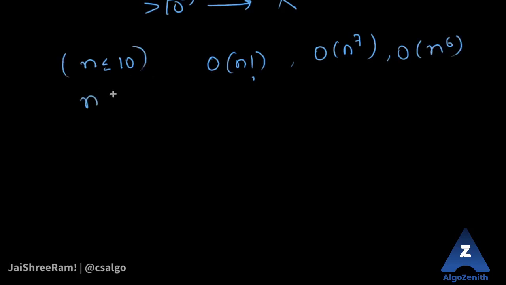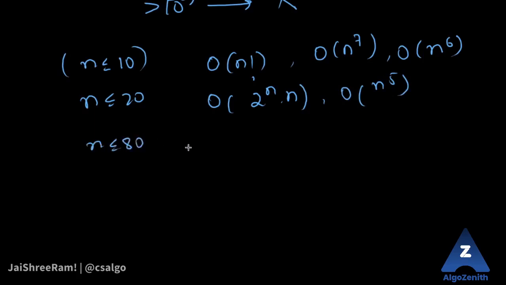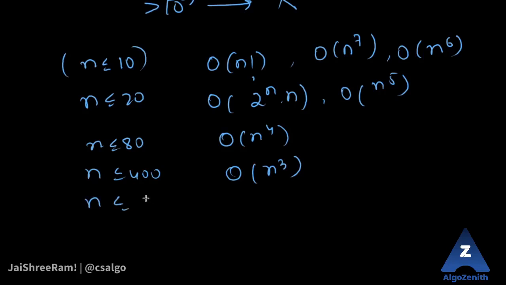If n is less than or equal to 20, you can even code solutions like 2 to the power n multiplied by n, or order n to the power 5, because if you put 20, you will see that this is within our range. If n is less than or equal to 80, order n to the power 4 should be sufficient. If your n is less than or equal to 400, order n cube is sufficient. If n is less than or equal to like 7500, even then order n square works.